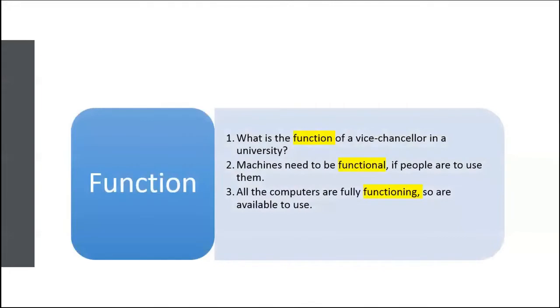The next one is function. Function. What is the function of a vice chancellor in a university? Machines need to be functional if people are to use them. All the computers are fully functioning, so are available to use.